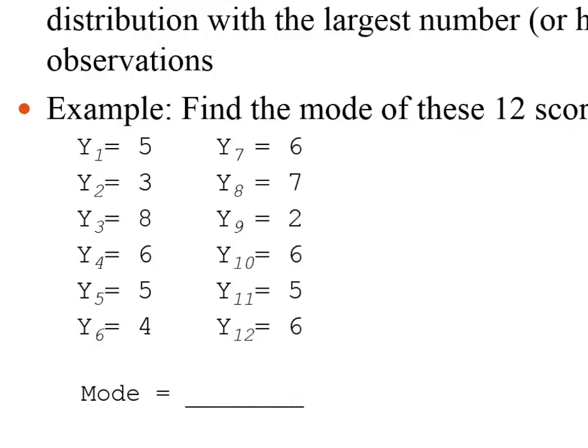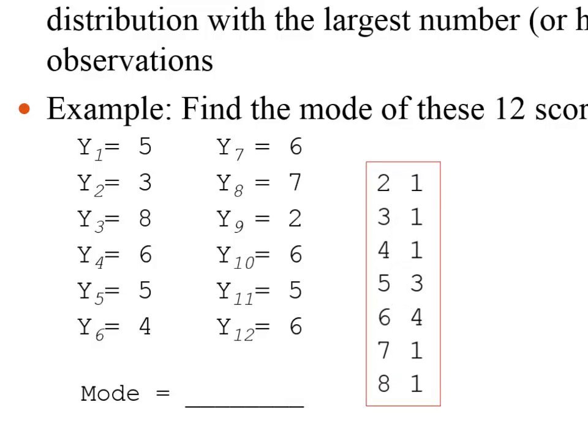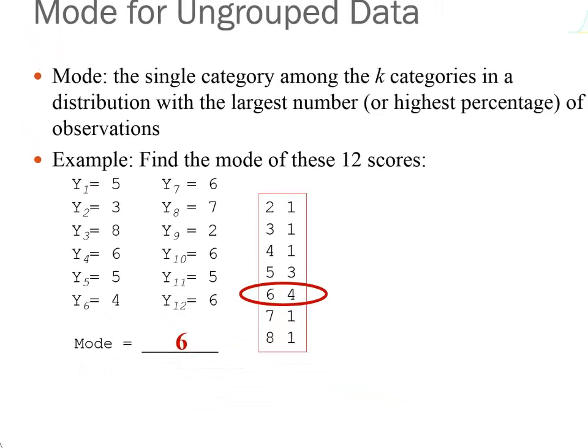To calculate the mode for these data, the first thing I'm going to do is create a little frequency distribution. So I'm going to take those raw numbers, those values, the 5, the 3, the 8, and put them into a sorted order and then create a little frequency distribution so that I can find the most frequently occurring score, which happens to be 6.